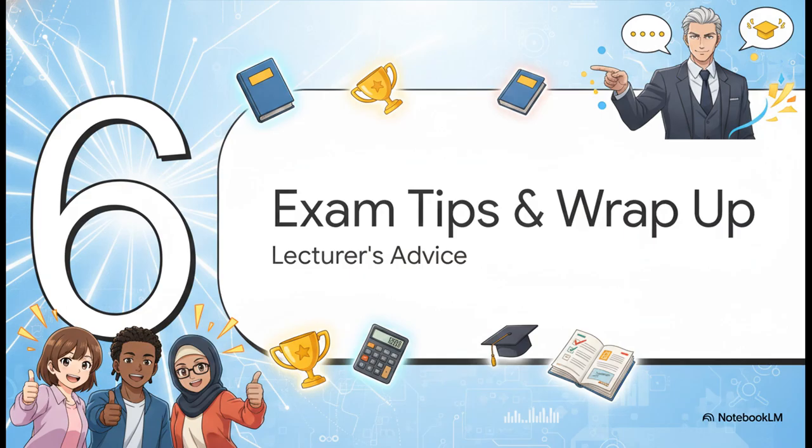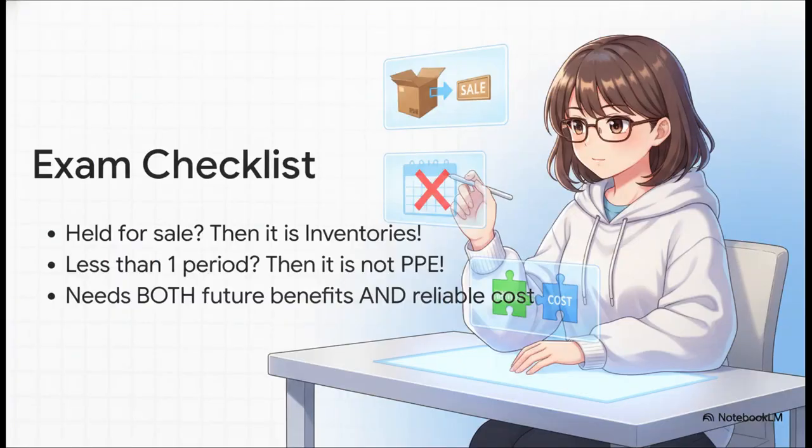Section 6. You guys are doing amazing. Let's wrap this up with some crucial exam tips, because my main goal isn't just that you understand this in theory, but that you absolutely crush your FAR210 tests. Here is my ultimate lecturer's exam checklist to help you avoid the most common student mistakes. Number 1, read the question super carefully. If the item is held for sale in the ordinary course of business, it's inventory, it is not PPE. Number 2, always check the lifespan. If it's expected to be used for less than one accounting period, it's an expense, not PPE. And number 3, always verify the dual criteria. You must have both probable future benefits and a reliable cost to recognize the asset.